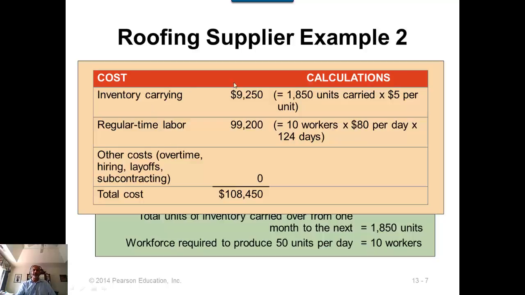Then you do the computation. So 1850 carrying cost $5 a unit per month, and then regular time wages 10 workers $80 a day, 124 days, and this gives you the total cost for this plan. So this is your level plan.